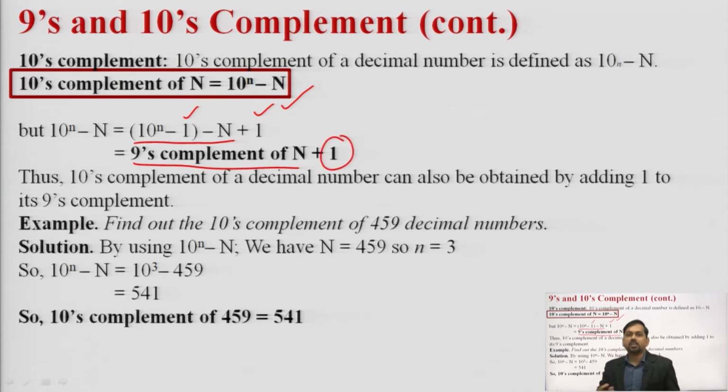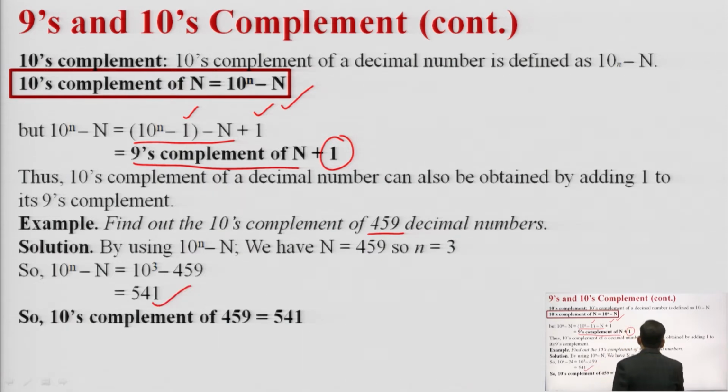In a similar fashion, we have already seen in the 2's complement that we add 1 to the LSB. Similarly in 10's complement also, first we obtain the 9's complement and we add 1 to the LSB. So if we have the example, again we have 459 and we need to convert this into the 10's complement form. So 10 raised to the power 3 minus 459, which is 541.